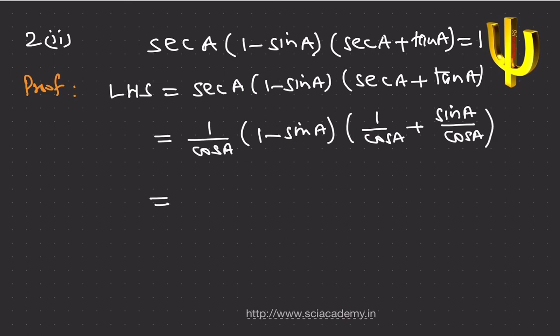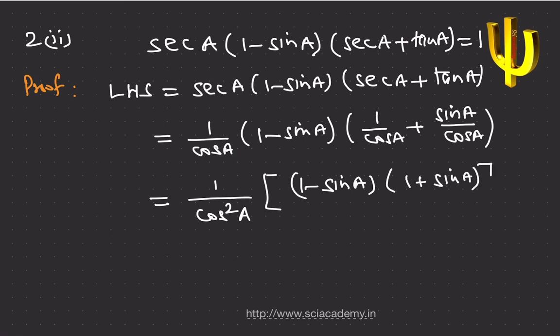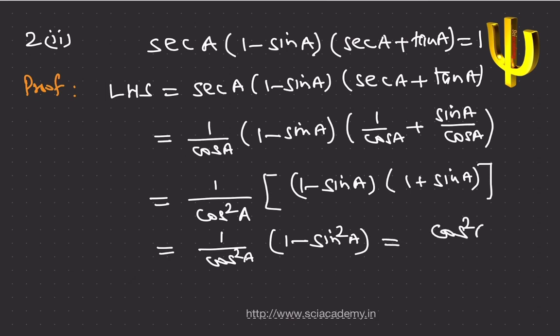Therefore, we get cos A here common out. So we have 1 by cos A into cos A, that means cos square A into 1 minus sin A into 1 plus sin A, which in turn gives 1 by cos square A into 1 minus sin square A, that gives cos square A divided by cos square A, that means equals to 1, which is equal to RHS. Thus we prove that LHS is equal to RHS.